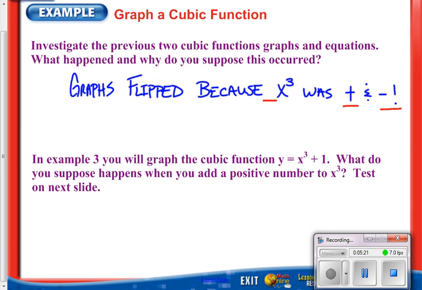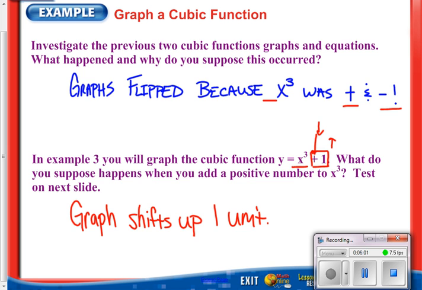Next example says, in example 3, you'll graph the cubic function y equals x cubed plus 1. What do you think is going to happen when you add a positive number to x cubed? Then you'll need to test it and move on to the next slide. Remember yesterday when this was x squared and you added 1. What happened? Well, your graph shifted up 1 unit. What happened when you subtracted here? Well, it shifted down. I'm guessing the same thing is going to happen. So when you add that 1, the graph should slide up 1 unit. So I think that the graph will shift up a unit.